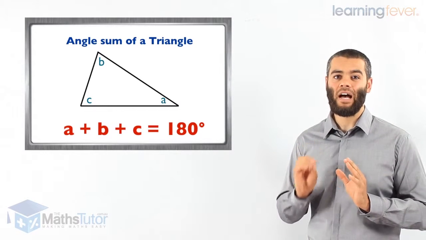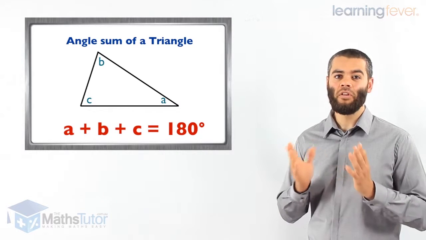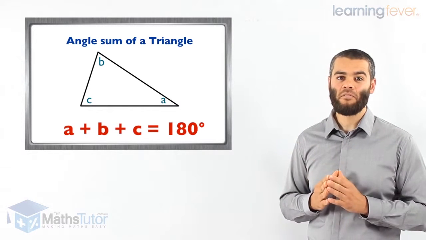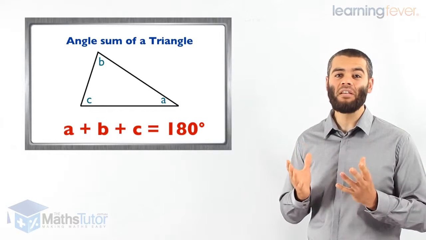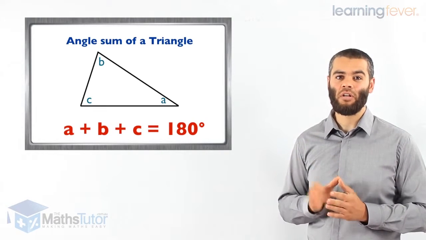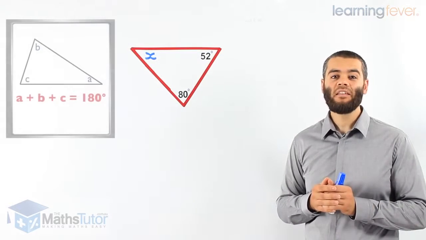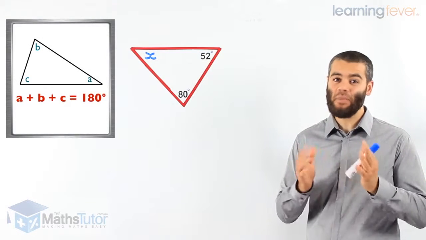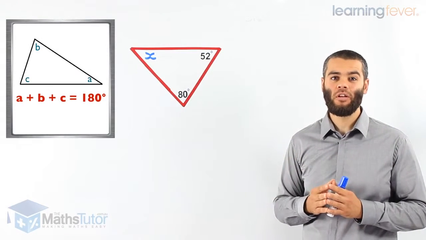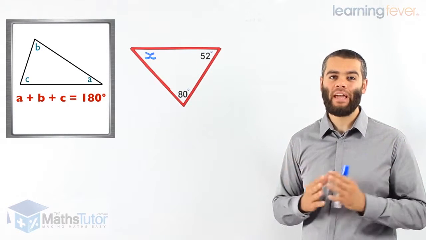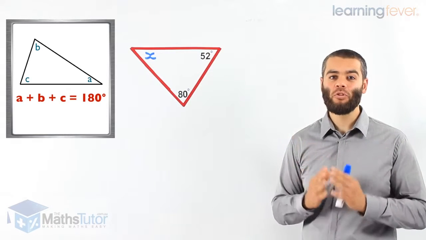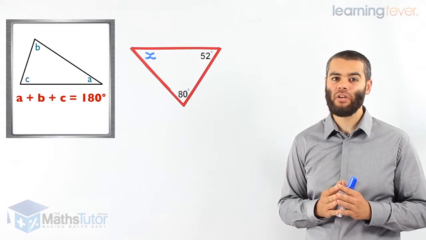Remember that, 180 degrees. This is going to help us with the next few examples we're going to do to find missing angles in a triangle. Let's do that now. We said we can actually find a missing angle in a triangle using the rule that we just learnt, which is all angles in a triangle add up to 180 degrees.